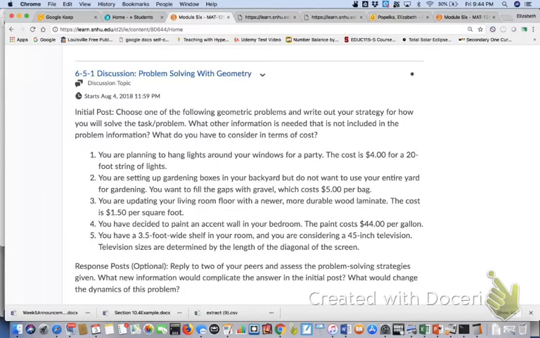Hey everybody, I just wanted to point out a couple of quick things about the 651, this week's graded discussion. As you can see from the prompt, you have a choice of 5 different scenarios.